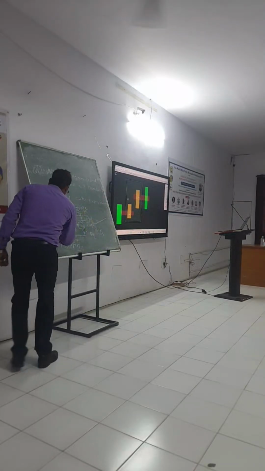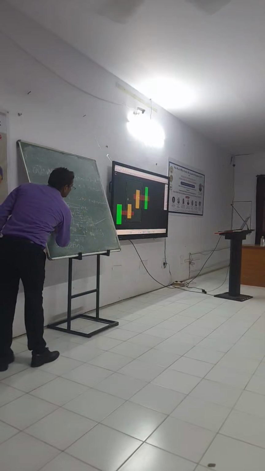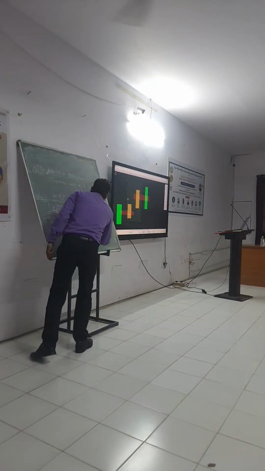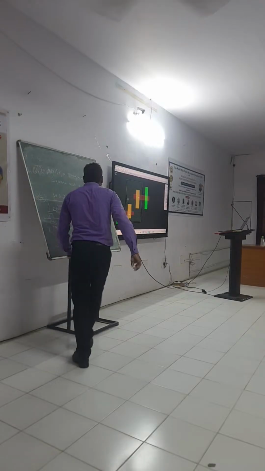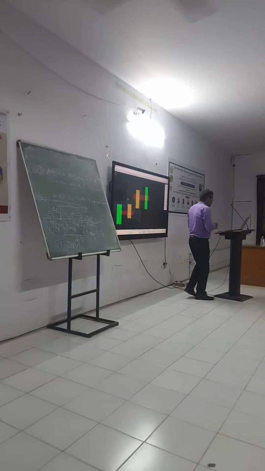This is 1.5 times, so it is 1.5 into 60. This one also 1.5 into 60. That is the W. L is 60. So based on that, bits also have to change.